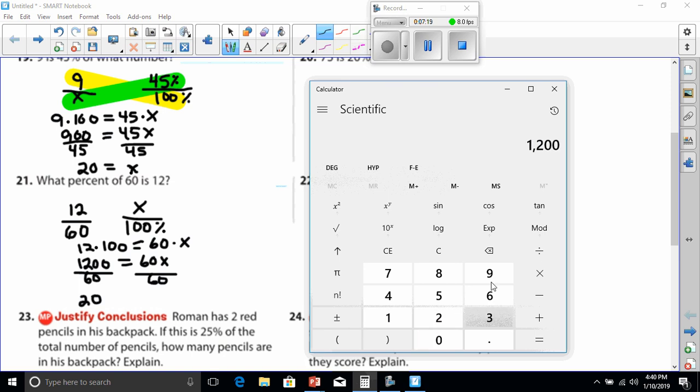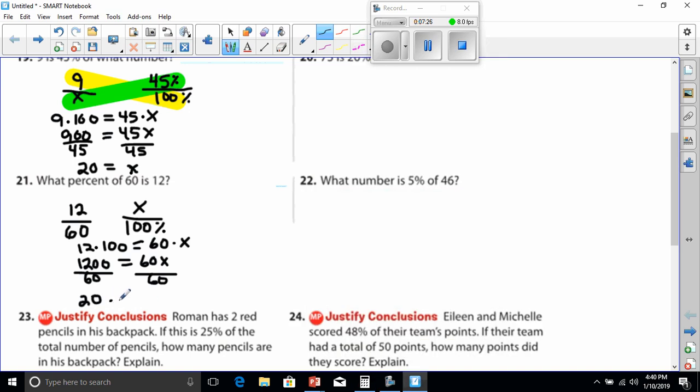1200 divided by 60 should give me 20. Sure does. All right, so 20 will equal x. Since we're talking about percents this time, this is 20%.